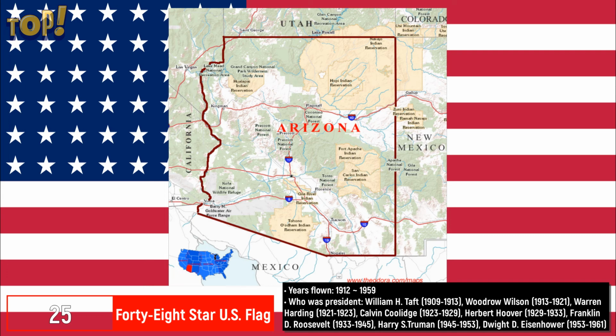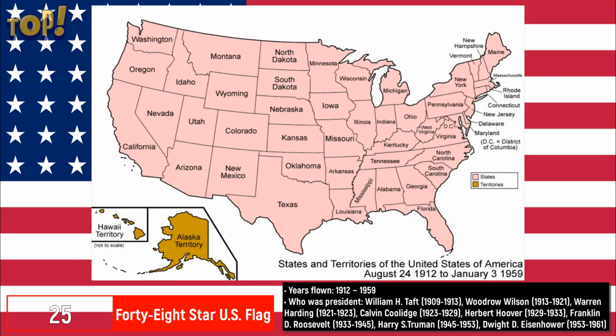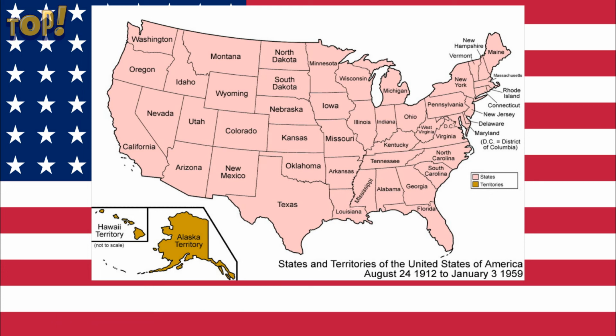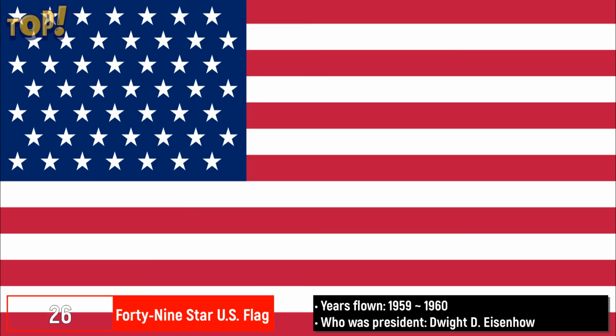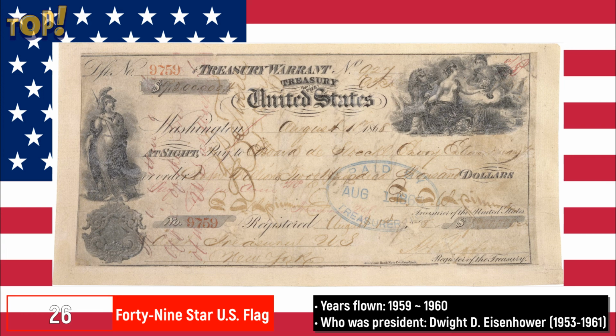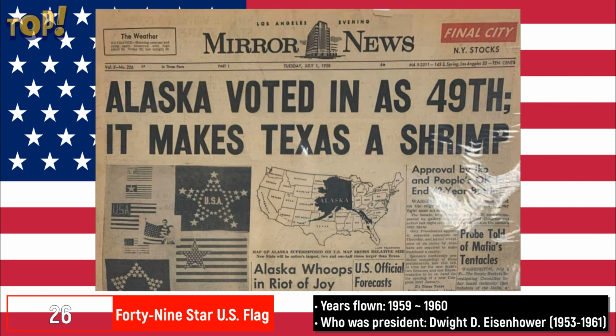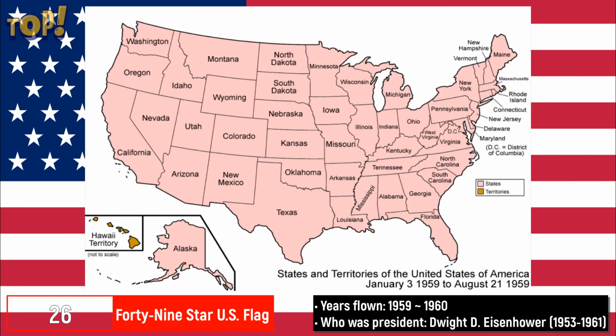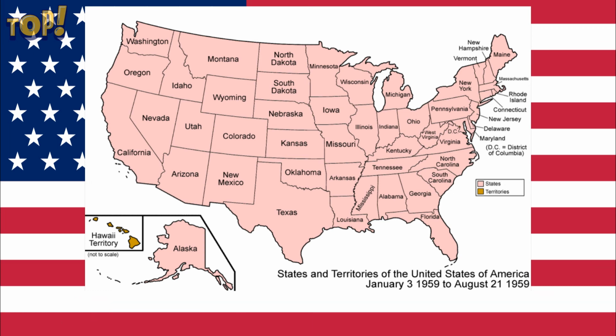The 48-star flag flew longer than any other flag before it, 47 years, and 8 presidents served under it. Alaska became the first non-contiguous territory to become a state on January 3, 1959, and the 49th star on the U.S. flag. Alaska, which was purchased from Russia in 1867, is 2.5 times the size of Texas, the second largest U.S. state. The 49-star flag was the last of the 9 flags to fly for just 1 year.